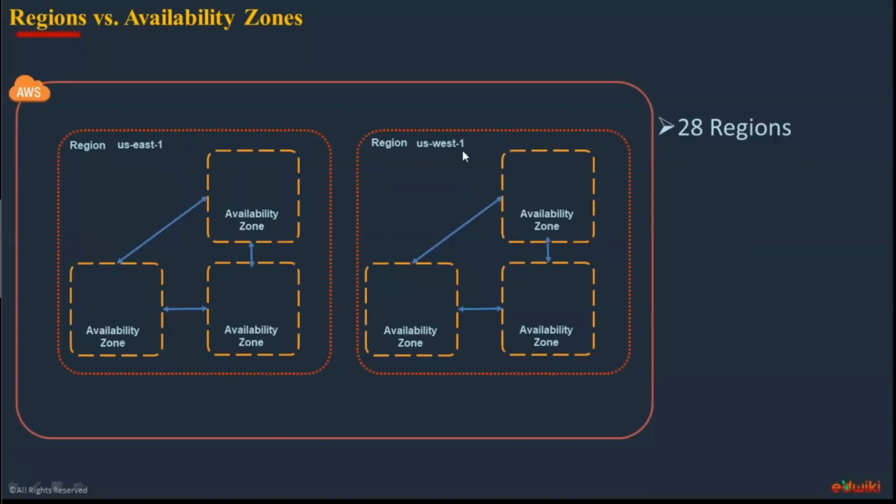US West 1 is another region. Like that, for every city where they have a data center, they have given one region ID. In each region, whatever availability zones they have, each availability zone also has an ID. You see here, the US East 1 region has 3 zones: US East 1A, 1B, 1C. These are the zone IDs, just for identifying the zones. US West 1 as the region ID has the zones US West 1A, 1B, 1C, which are the zone IDs, just for identifying them.